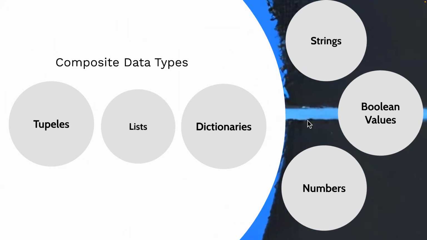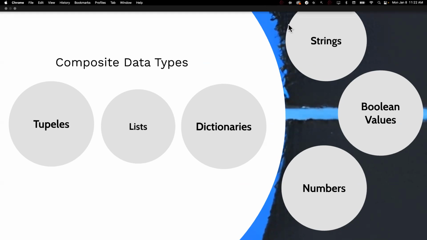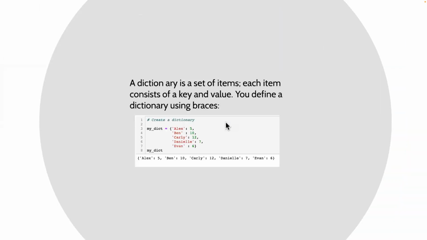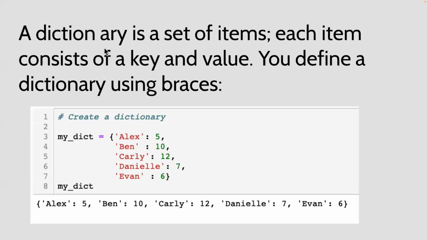Numbers. Okay, so we finished talking about simple data types. Now let's go ahead and cover composite data types. What's the difference in the types of data that we may see in a composite data type? A dictionary, as we know from JavaScript, is a set of items. Each item consists of a key and value, a key value pair. You define a dictionary using braces. So this is how you would define a dictionary in Python.